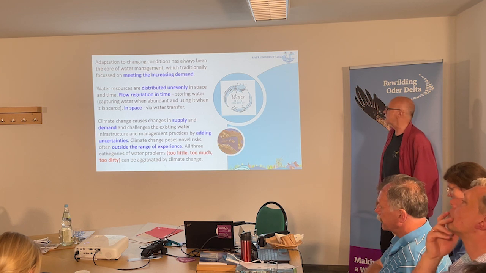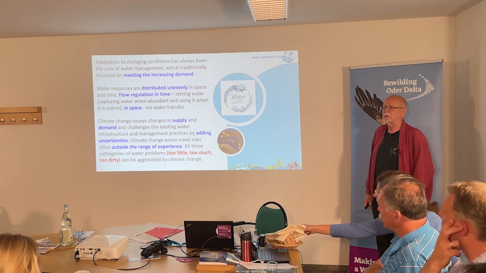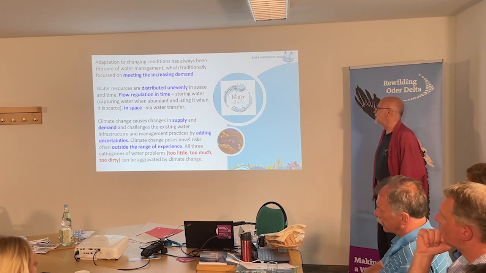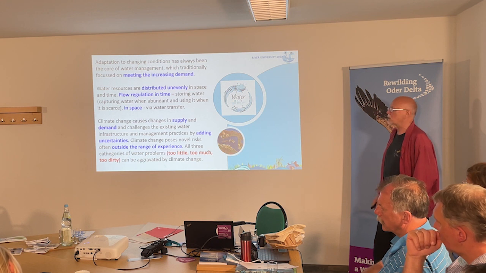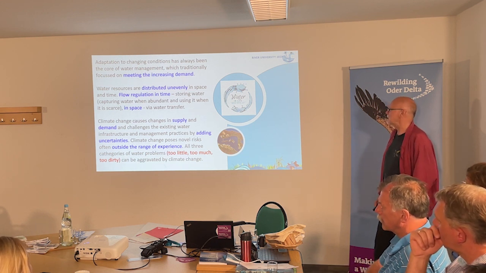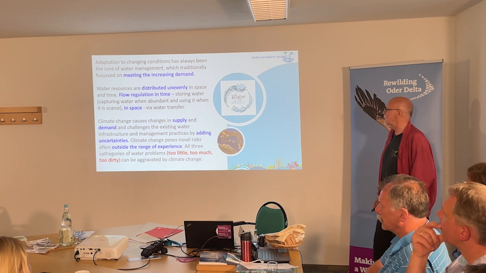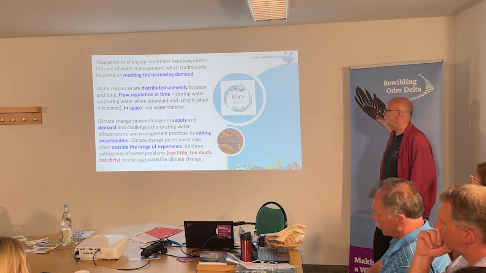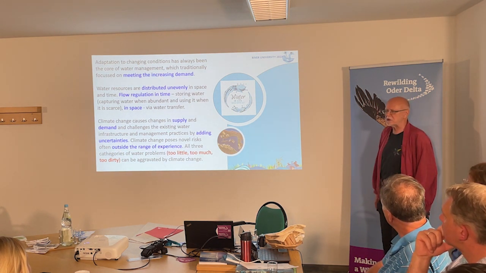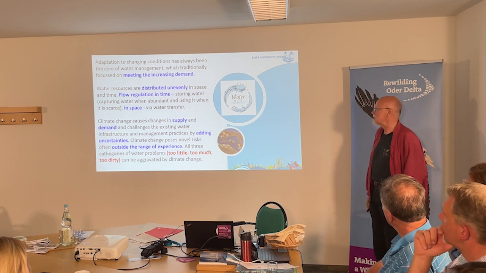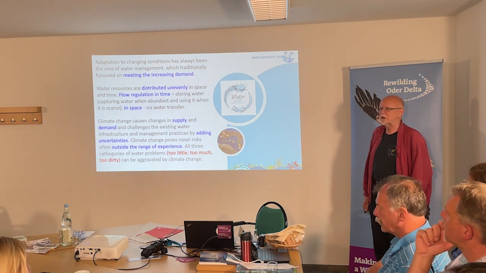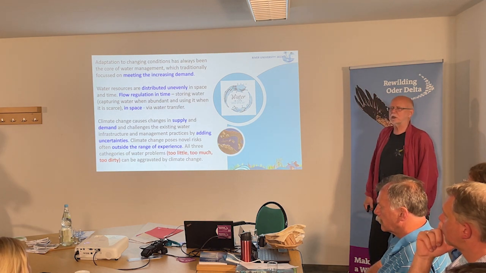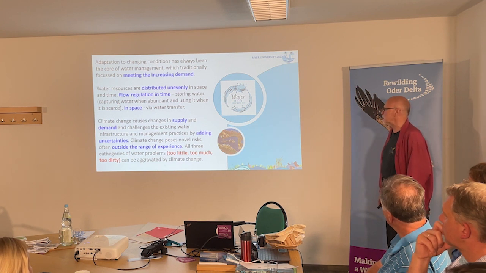Water resources are distributed unevenly in space and time. And this is unfortunate. We would love to have regular distribution. So flow regulation in time is possible if we store water when abundant and use it when scarce, or in space, we make water transfer. And finally, climate change causes changes in supply and demand and challenges the existing water infrastructure. So what was working quite well now may not work well under changed conditions.